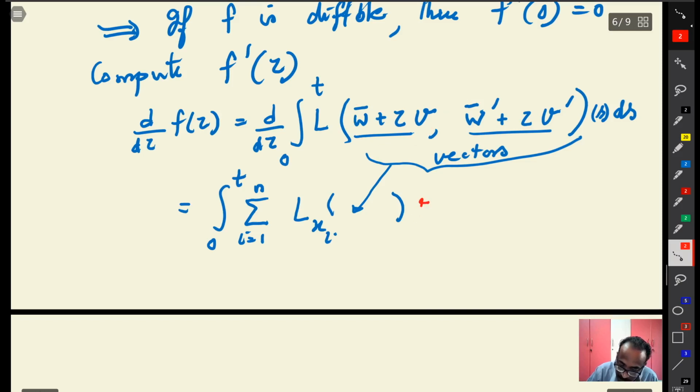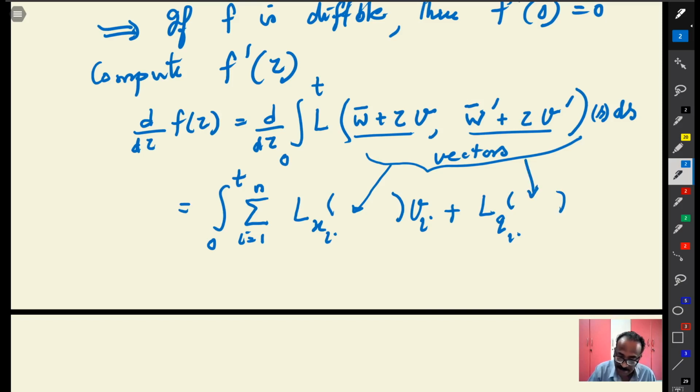Vi prime, the ith component. With respect to tau, if you differentiate, you will get your Vi. And then you differentiate with respect to the second variable, that will be L_qi, and put the same thing here also. Then differentiate the second argument with respect to tau, that will give you Vi prime. Everything with respect to S, ds. So this is the summation.